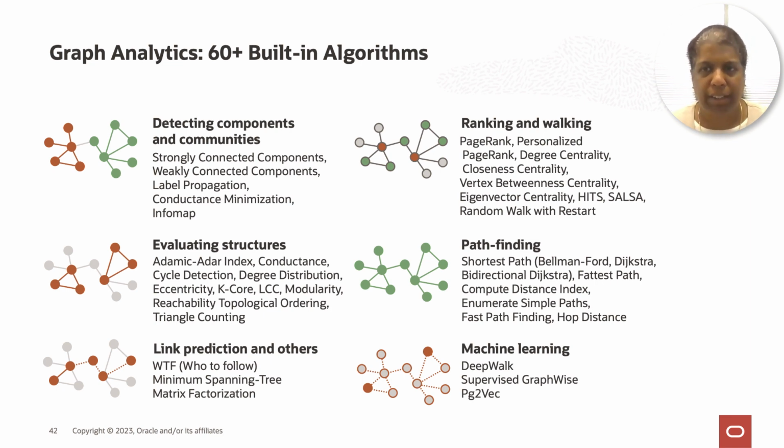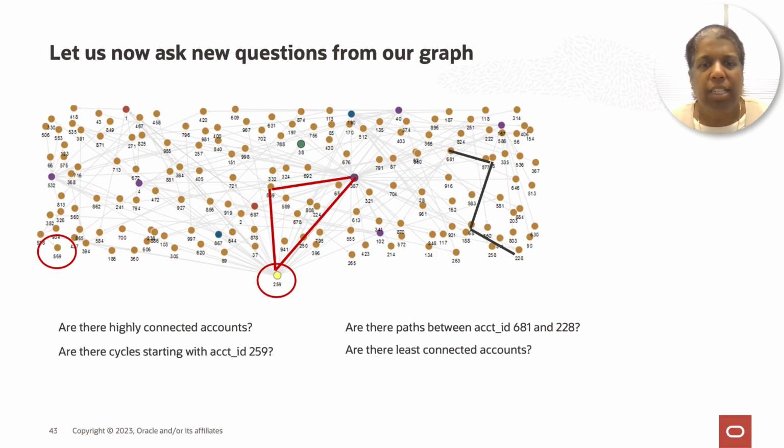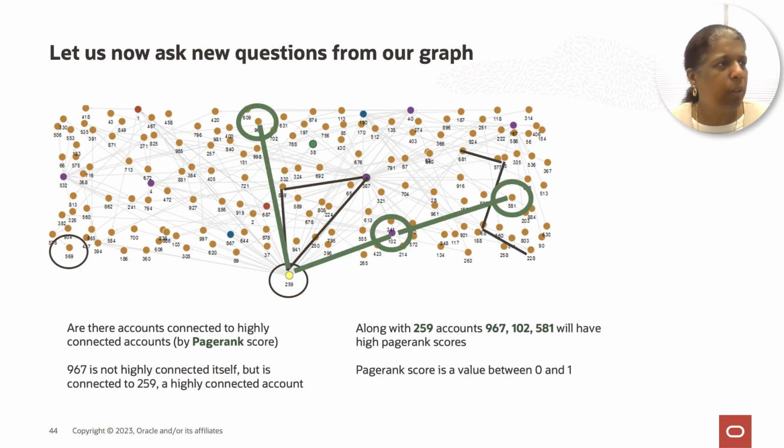So many different categories of algorithms. So let's see what new questions we can ask of this graph now that we can do graph analytics on it. The key thing you can ask is, are there accounts that are connected to highly connected accounts? You see here 967 might not be highly connected, but it is connected to a highly connected account. And similarly, 102 and 581 are connected to a highly connected account.